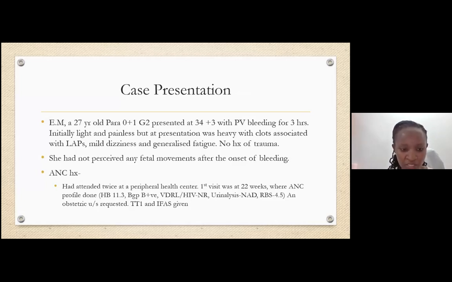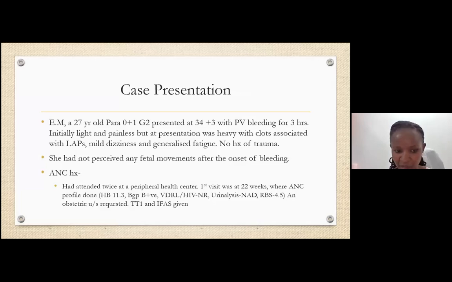So the antenatal history, she had attended a clinic twice at a peripheral health center. The first visit was made at 22 weeks, where antenatal profile was done. Hemoglobin was 11.3, blood group B positive.